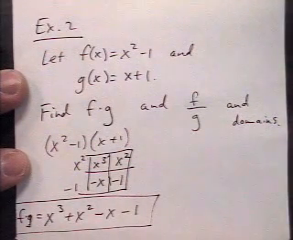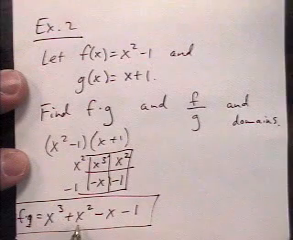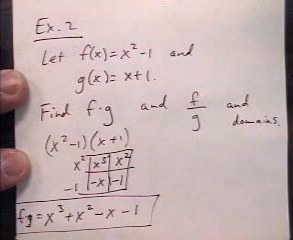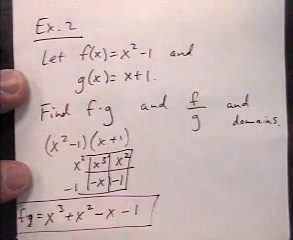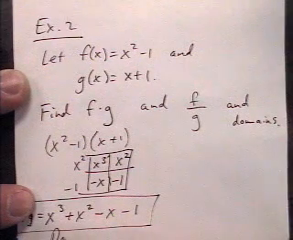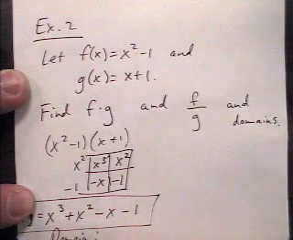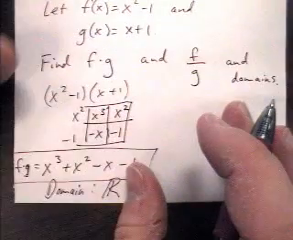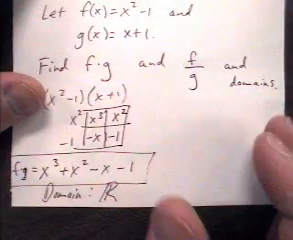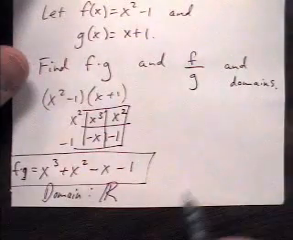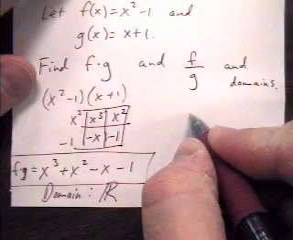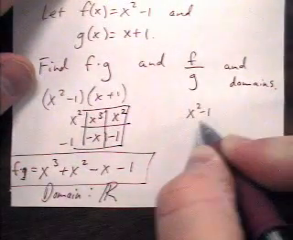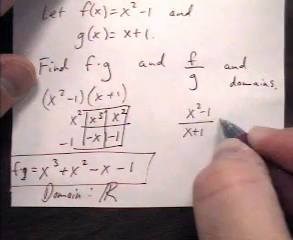Now, domain. Well, let's see. Is there any number you can't cube, add to the original number squared, subtract the original number from, and then subtract 1? Nope. So that domain is all reals. As I said, we're not going to get into any problems until we get to this next example, the division question. So we end up with x squared minus 1 over x plus 1.